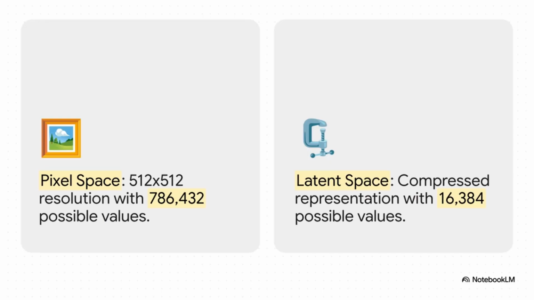Now, what's genuinely fascinating here is the sheer scale of the compression we're talking about. Let's compare the two. A standard 512 by 512 color image exists in what we call pixel space, and it contains over 780,000 possible values. I mean, that is a massive amount of data for a computer to juggle. But when the VAE compresses that down into latent space, it drops to just about 16,000 values. So the AI does all of its heavy lifting, all its imagining in this lightweight latent space, and only uses the VAE decoder at the very, very end to blow it back up into pixels.